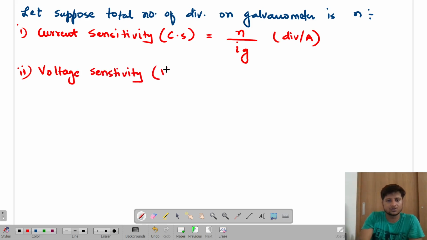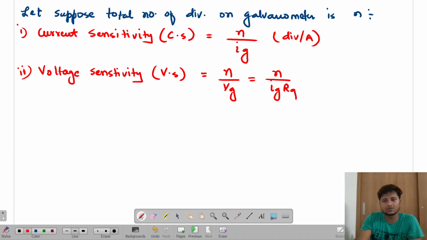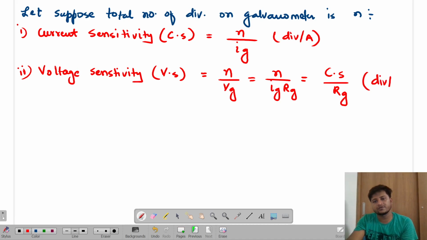Yes, it means how perfectly it can sense the voltage. It is equal to what? Number of divisions divided by max deflection voltage. Got it or not? Which is also called N by Ig into Rg. But this is what? Current sensitivity divided by galvanometer resistance. Are you able to get me or not? And its SI unit is division per volt. Is that clear?